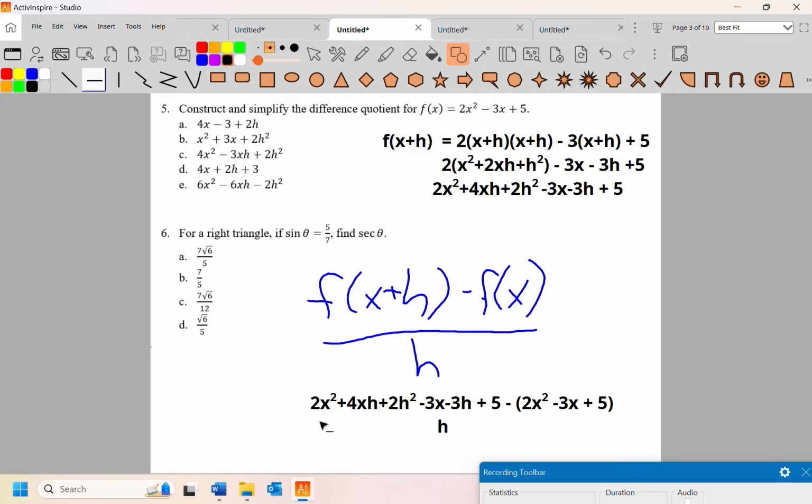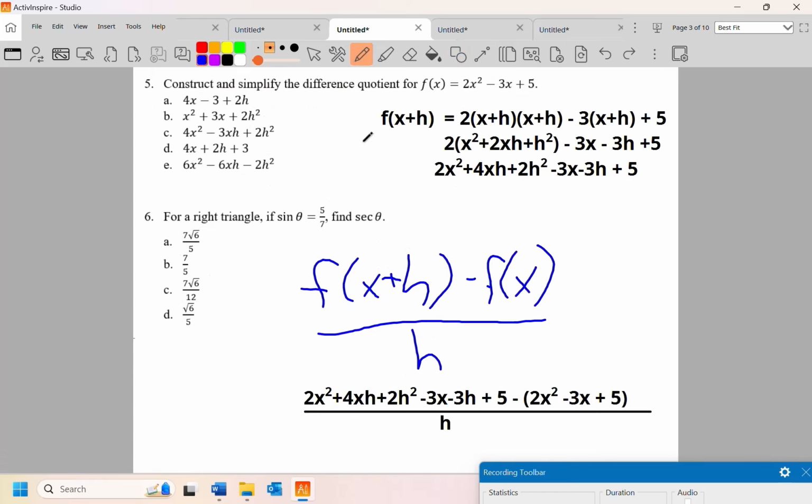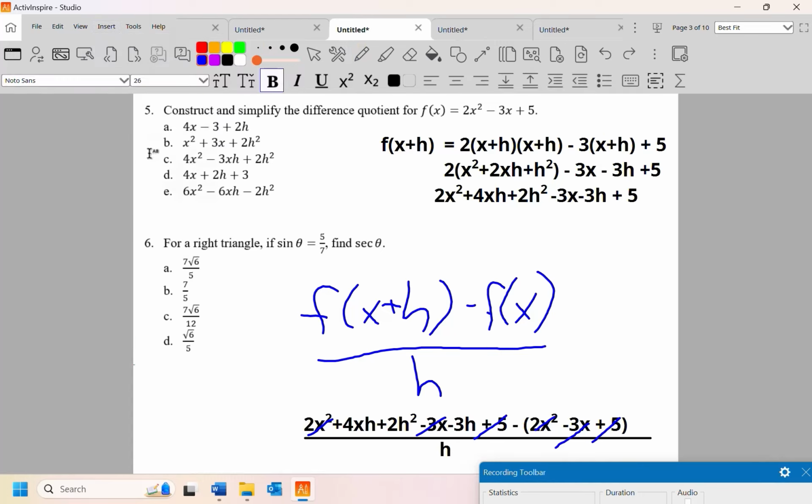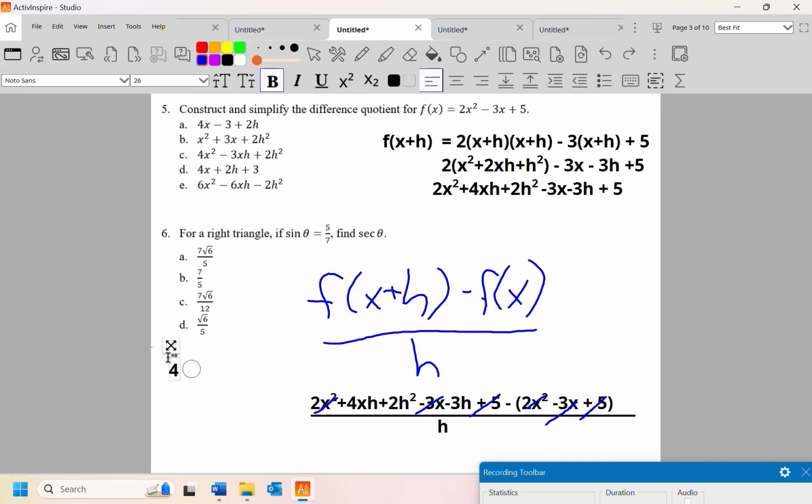I need a color. There we go. Now, whatever's inside cancels with whatever's outside. It's a simple process. It's always true. That's all gone. What do we have left? We have a 4xh. We have a 2h to the second. And we have a minus 3h. And it's all over an h.